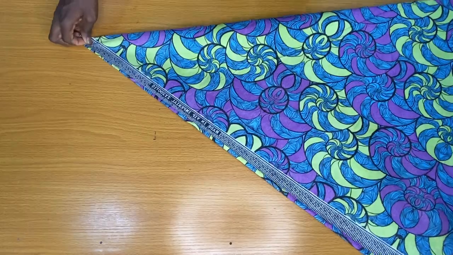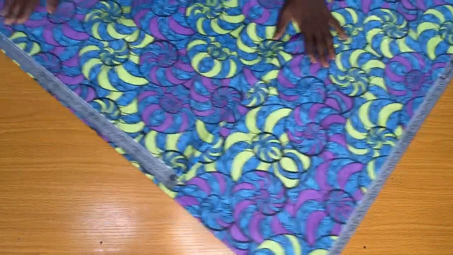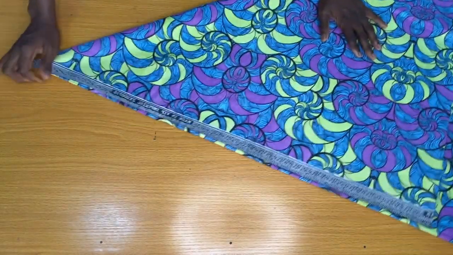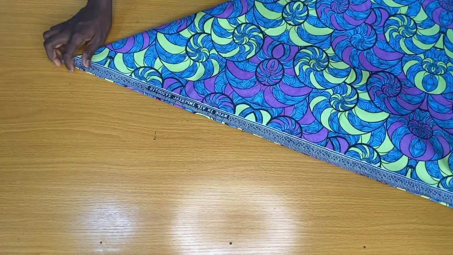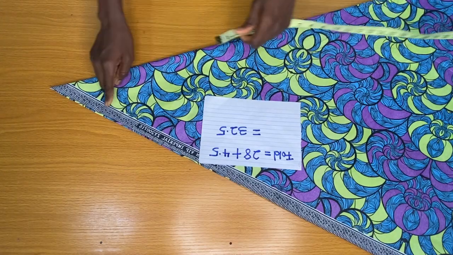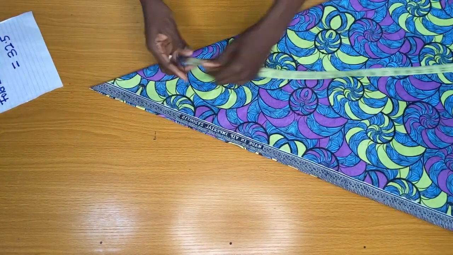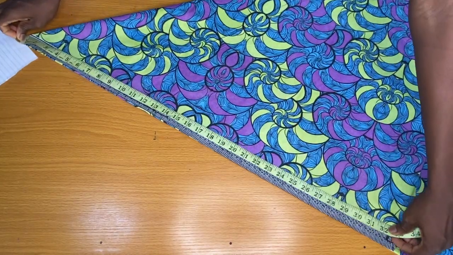It is normal for you to have one side of the bottom longer than the other because it's folded in form of a triangle, but with the calculation I did previously, you won't have a need to join the bottom of the skirt. The next step is to mark the length of the skirt. The length of my skirt is 32.5 inches.